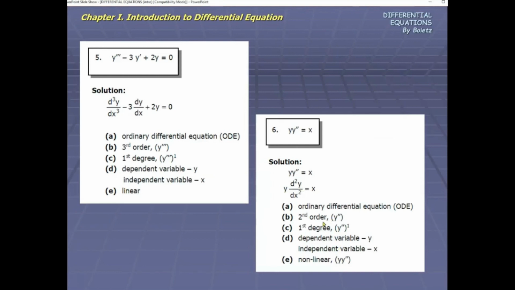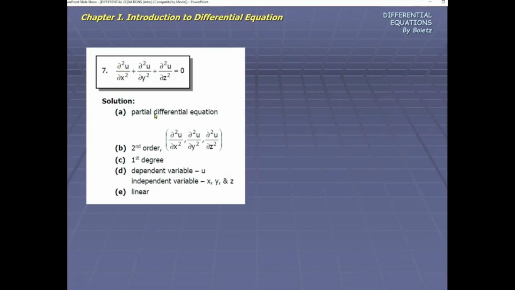The y double prime. So, this one is a partial differential equation. Then, second order, because these are all second derivatives. So, second order. And then, first degree, because everything is raised to 1 only. Dependent variable, only u on top. Then, independent are the ones below, x, y, and z. Then, linear, because they are all raised to 1 only.